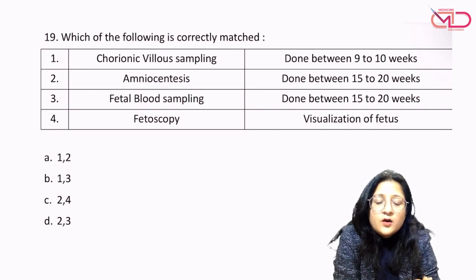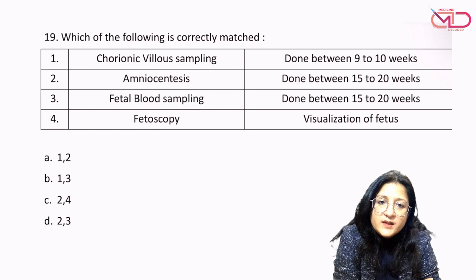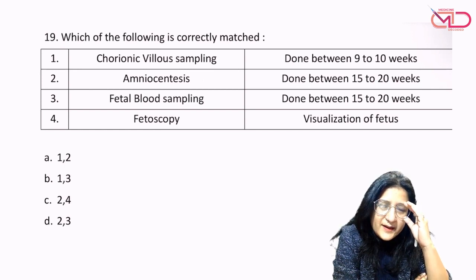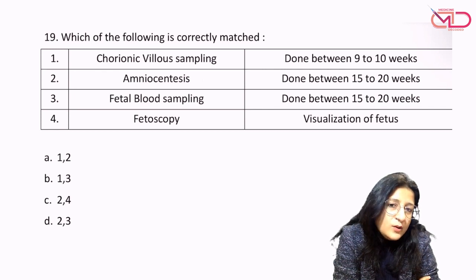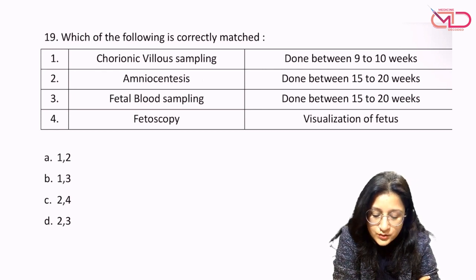See, when you have questions like this where you have multiple correct answers, right? In those questions, you have to be sure about at least one option, because then you can eliminate from A, B, C, D, whatever choices have been provided to you.